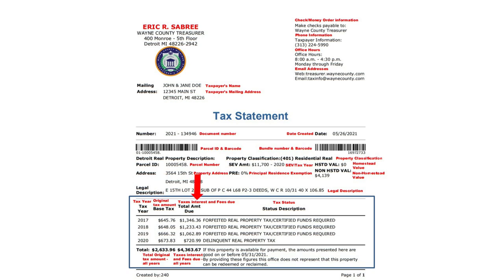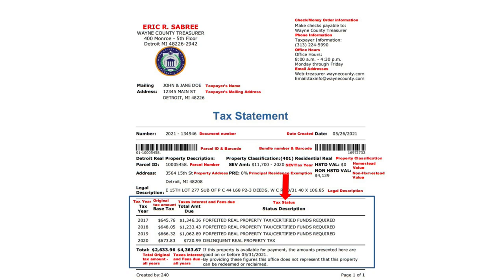The third column is the total amount due. This is the amount of the base tax that is still due plus statutory interest, penalties, and fees for each delinquent tax year. Because interest, penalties, and fees are statutory, they cannot be waived. The fourth column is the status description. This tells the status of each tax year.